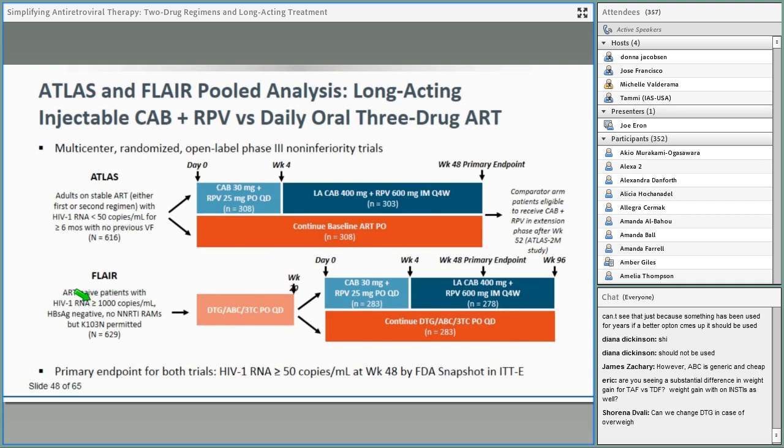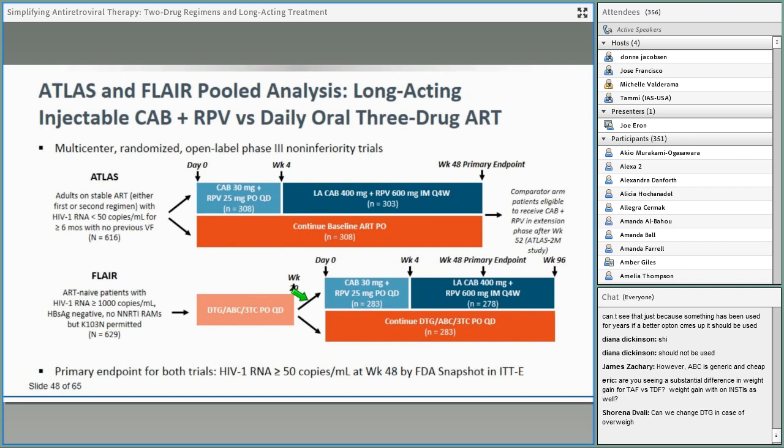The FLAIR study was slightly different. The FLAIR study started with ART-naive participants that had to have a viral load greater than 1,000 copies. They had to be hepatitis B surface antigen negative, as did these people up here in ATLAS, which I forgot to mention. They had to have no NNRTI RAMs, except 103N was permitted. So 103N transmitted drug resistance was allowed.